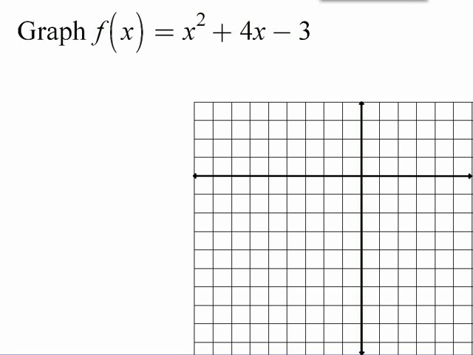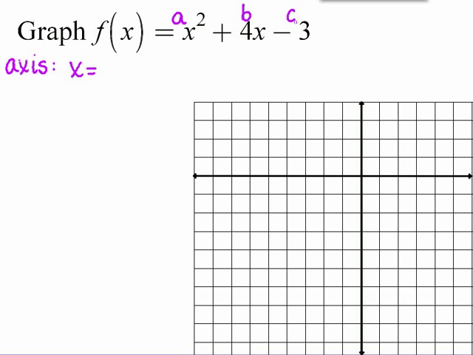So you are always going to start by finding the axis of symmetry. To find the axis of symmetry, I take negative b divided by 2a. Now for some of you, you might get confused as to what a, b, and c are, so let's go ahead and label them.